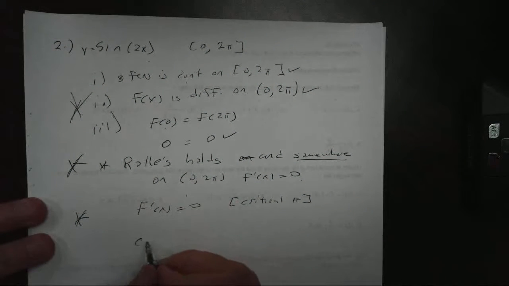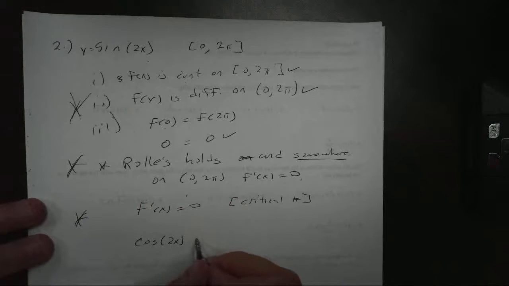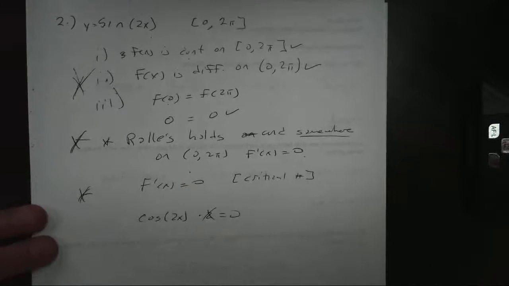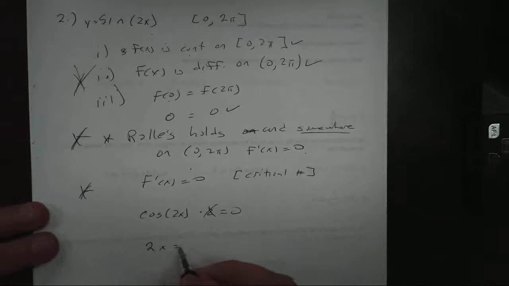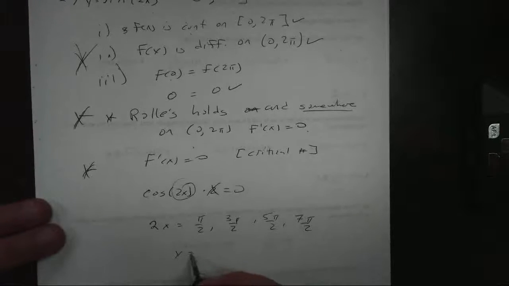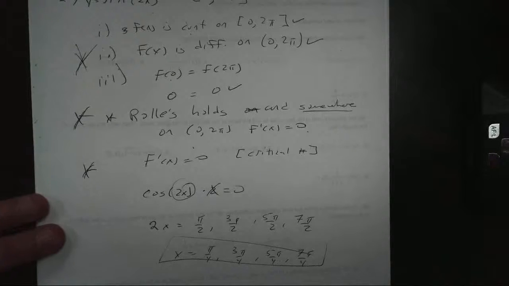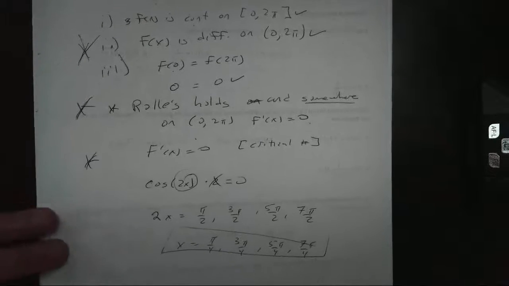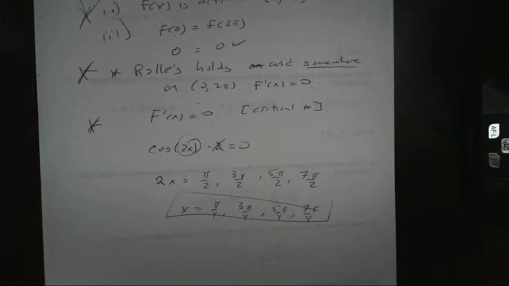So we take the derivative. Cosine of 2x times 2 equals 0. The 2 doesn't really matter, it just goes away. Where does cosine equal 0? Well, we know that it's going to be pi over 2, 3 pi over 2. But because it's twice, we've got to go around again. 5 pi over 2, 7 pi over 2. And I divide everything by 2. So we get pi over 4, 3 pi over 4, 5 pi over 4, 7 pi over 4. And we get your answer right there. Okay? And that's how we work Rolle's theorem.